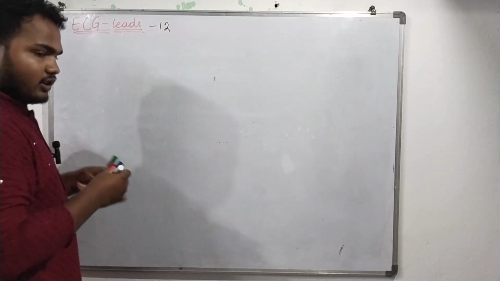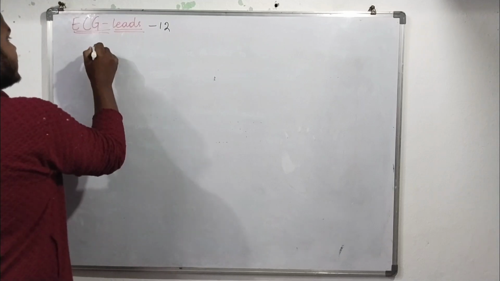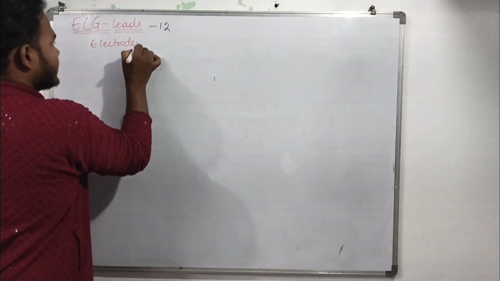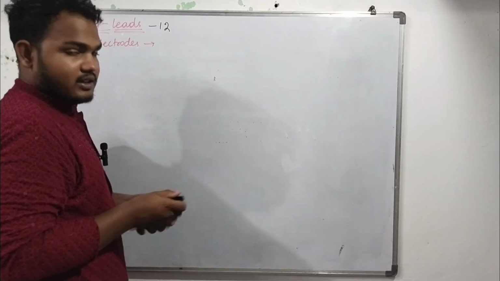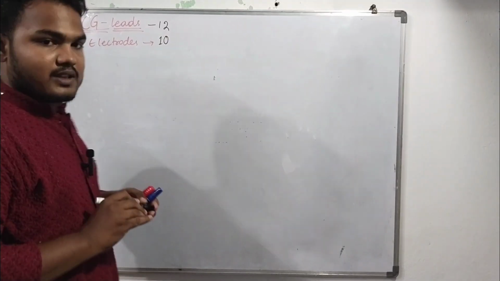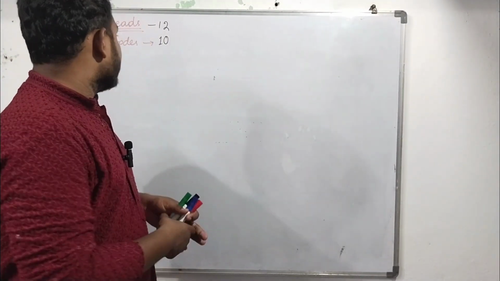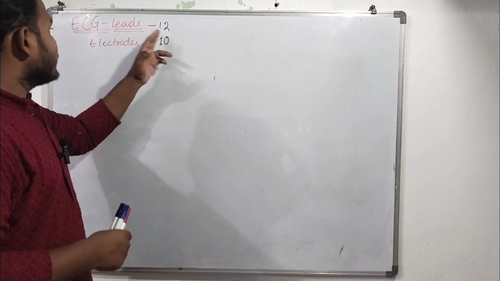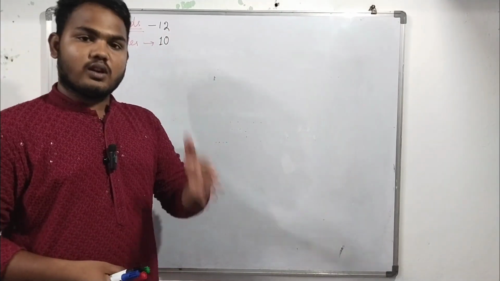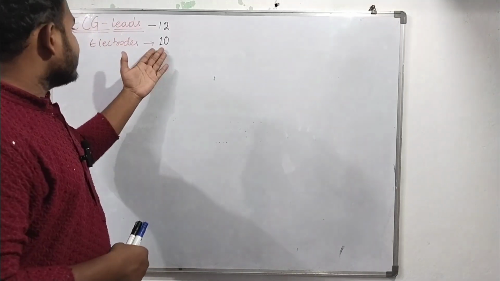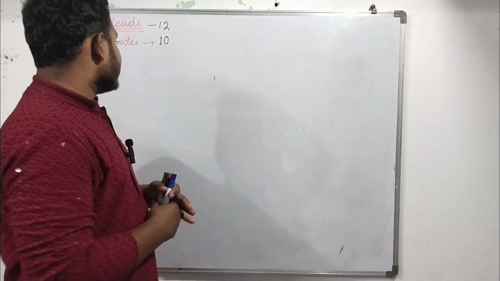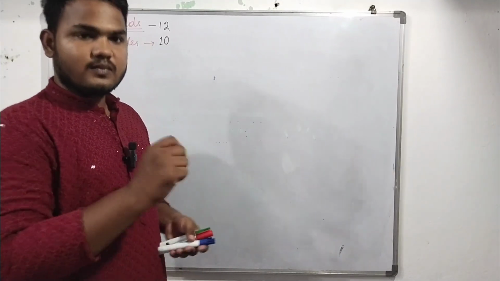The electrodes which are placed on the body surface are 10 in number. 10 electrodes are present. Now we will discuss how the 12 leads come by placing the 10 electrodes on the body surface, and where we can place these 10 electrodes on the body. These things we will discuss in this topic.